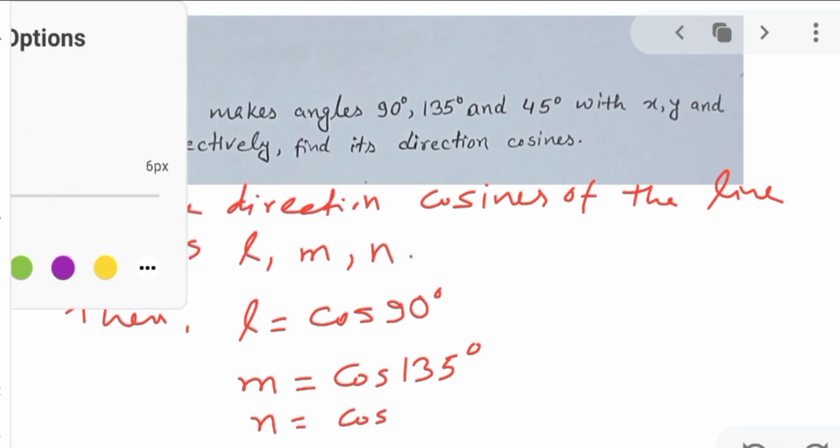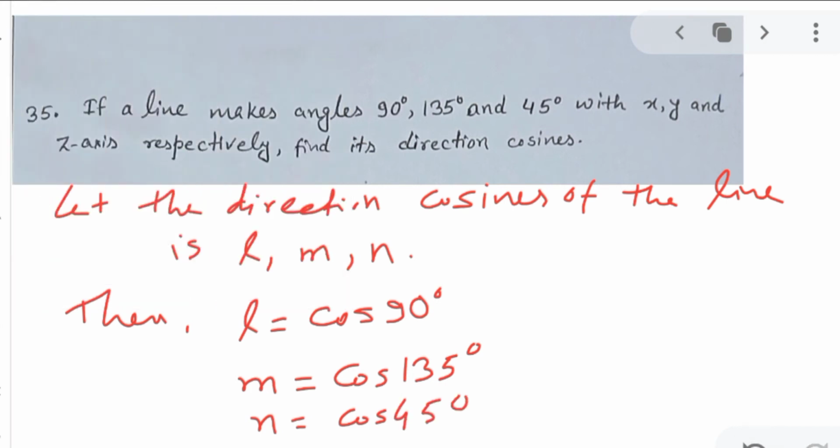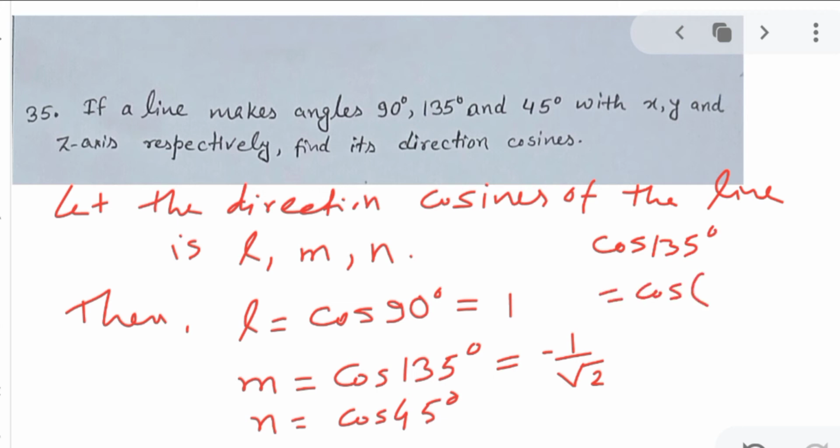Cos 45 degree, just put the value. Cos 90 degree value is 1. Cos 135 degree will be minus 1 upon root 2. Correct? You know how to find the value of cos 135 degree: you will do cos of 90 plus 45, or 180 minus 45. And cos of 180 minus theta is minus cos theta. So minus cos 45 degree, and cos 45 is 1 upon root 2. So minus 1 upon root 2.